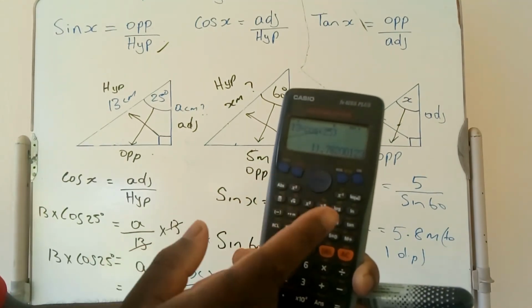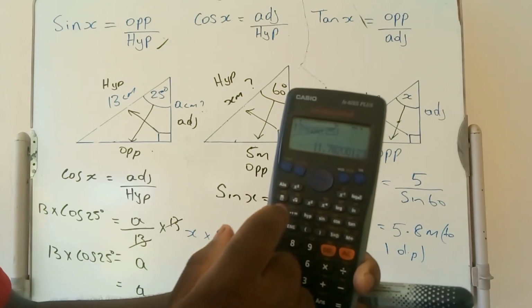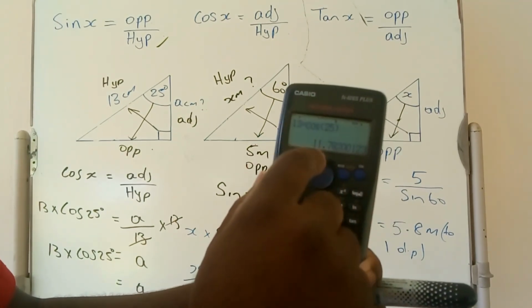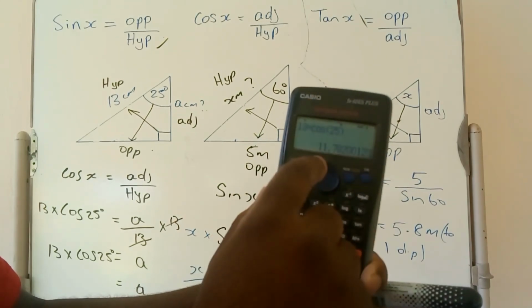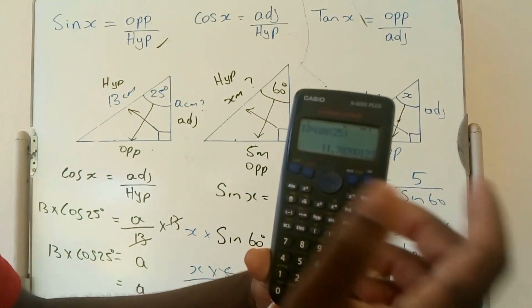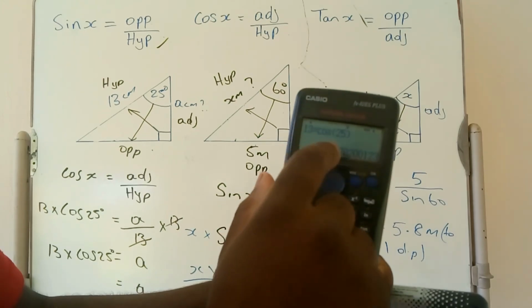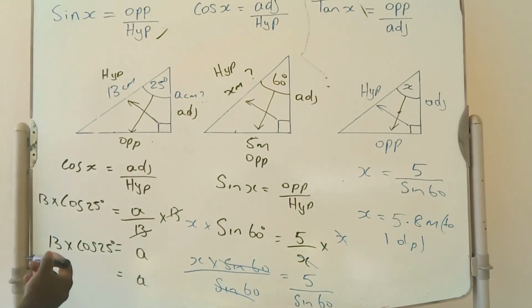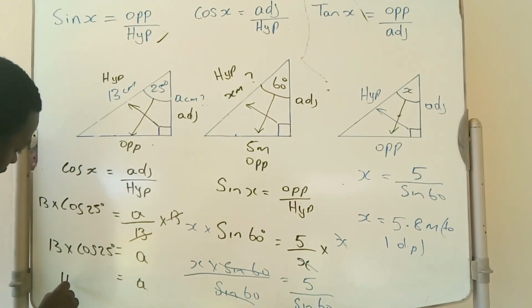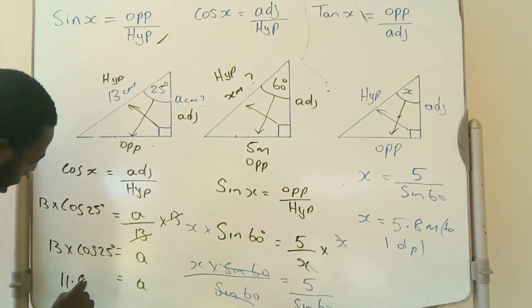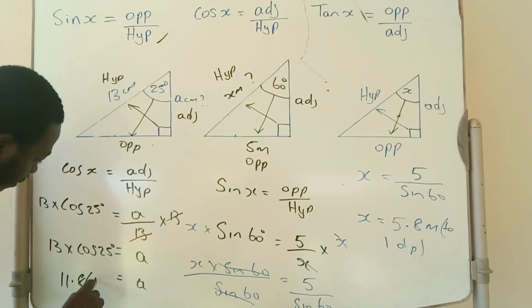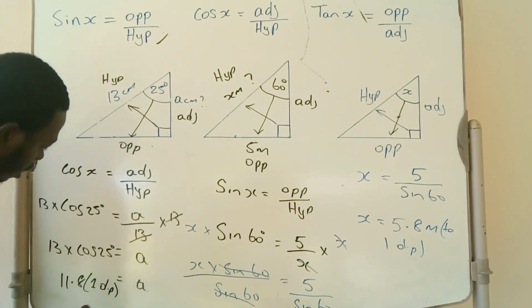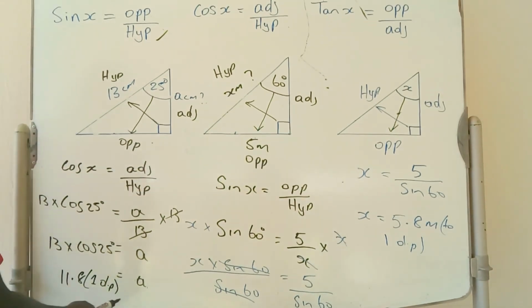11.78. Well, if you want to round this off to one decimal place, you look at the second digit, which is 8. Because it is greater than 5, you increase the previous digit by 1 and forget about the rest. So this would be 11.8 to one decimal place. So a here would equal to 11.8 correct to 1 dp. And that's how you would find the answer.